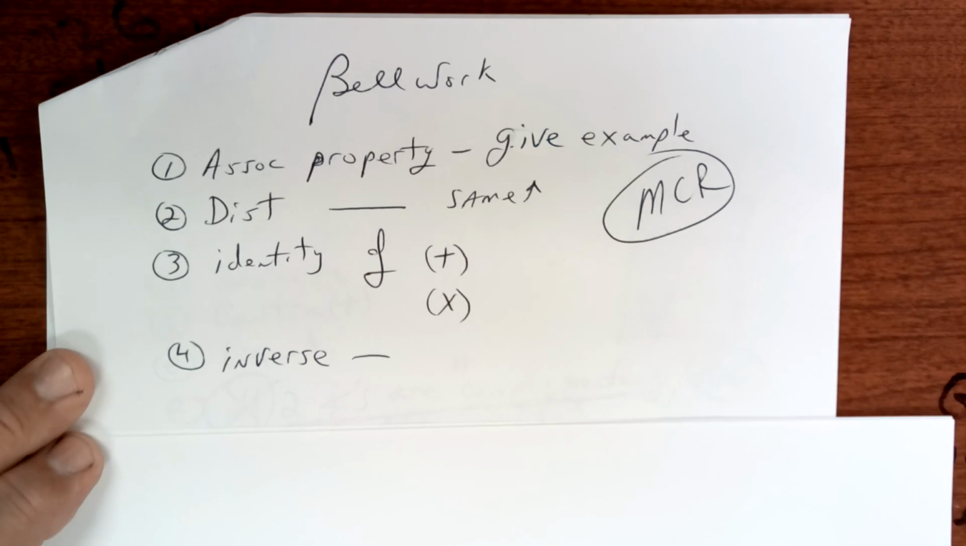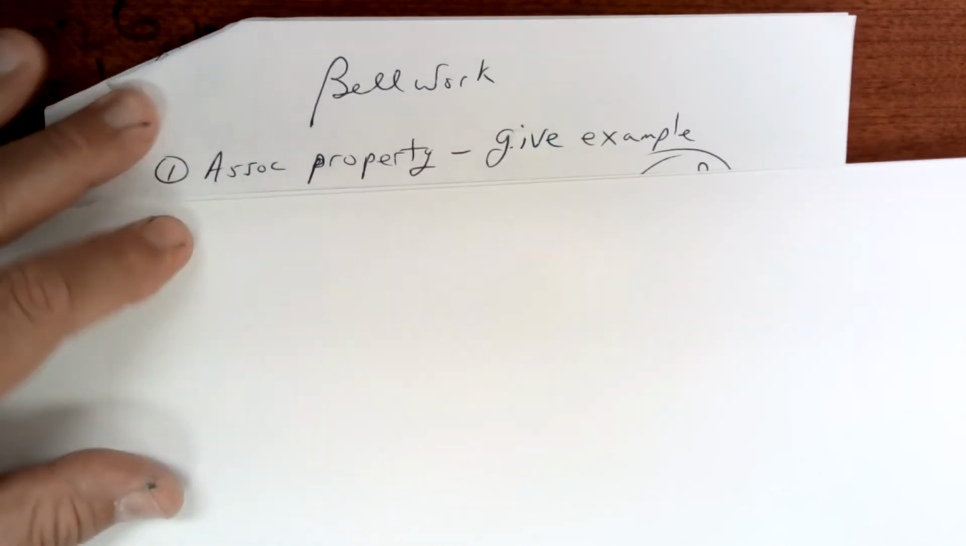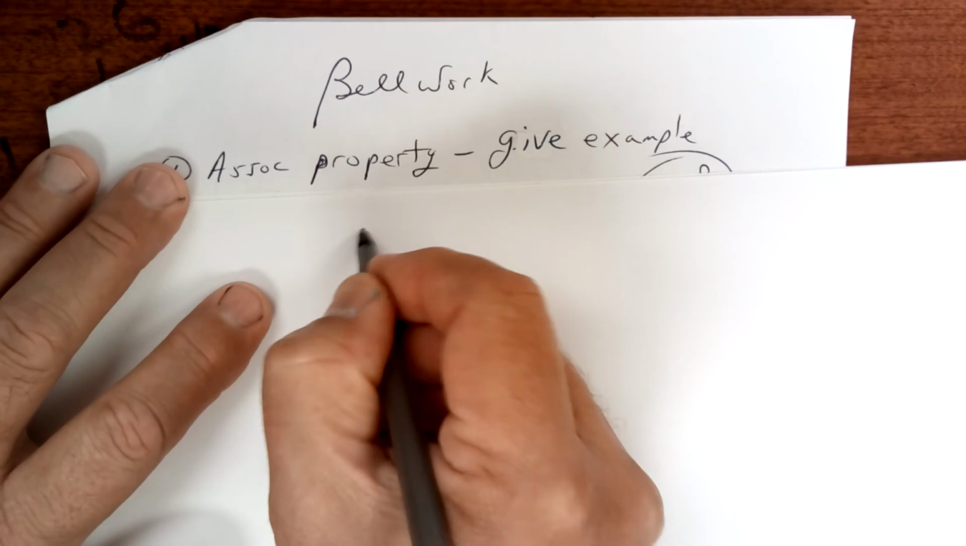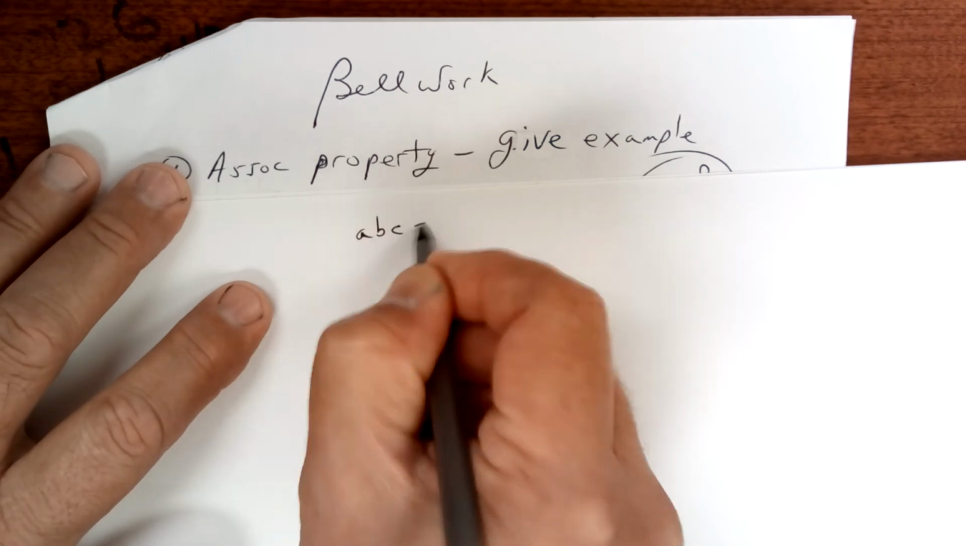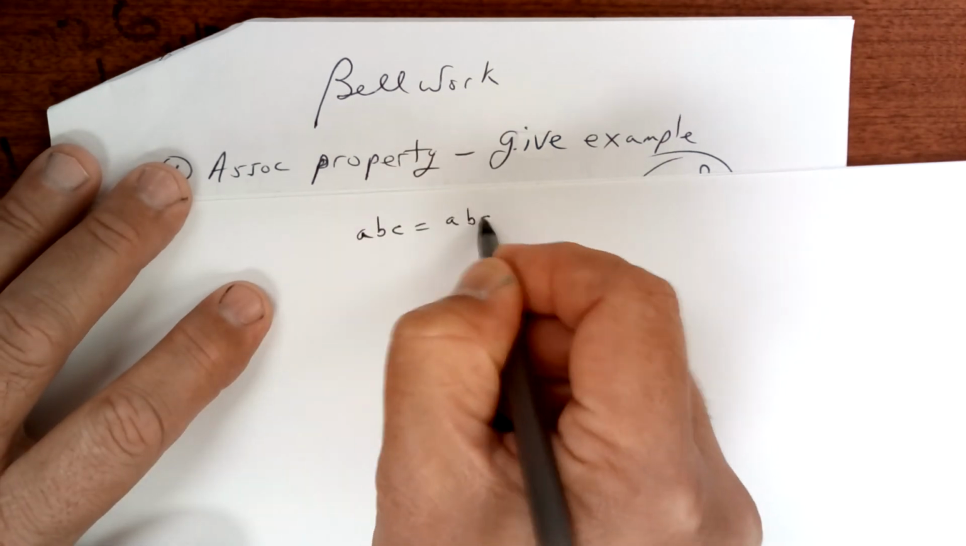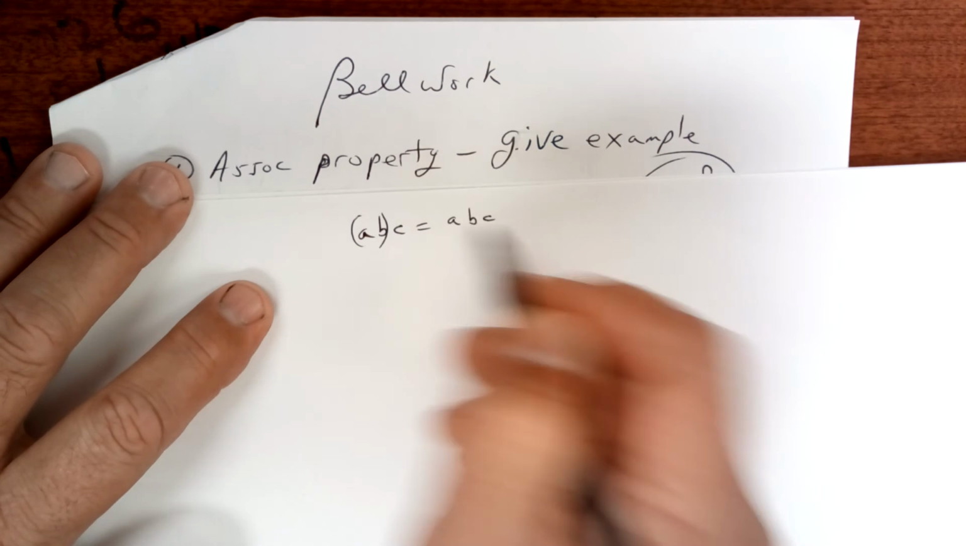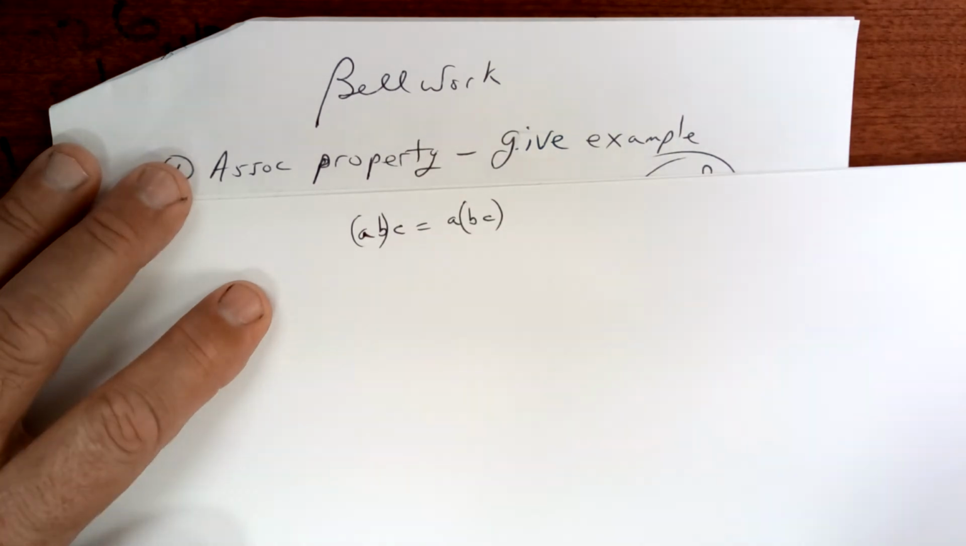what is the associative property? Give an example. Well, you can do it over multiplication. A times B times C equals A times B times C. You can put parentheses here and then parentheses there. Notice the order is the same.